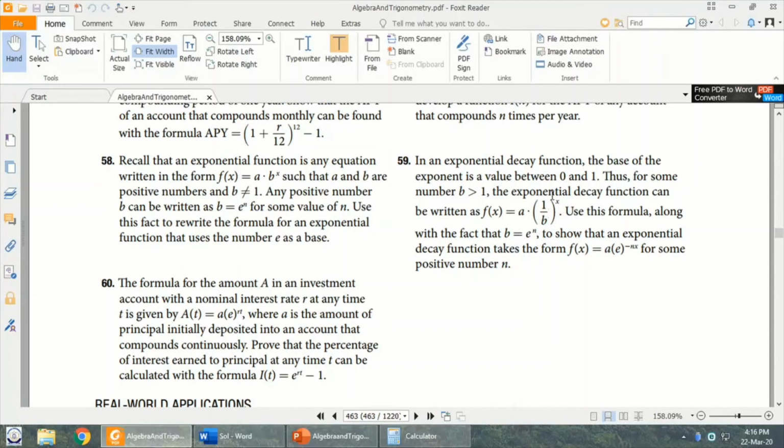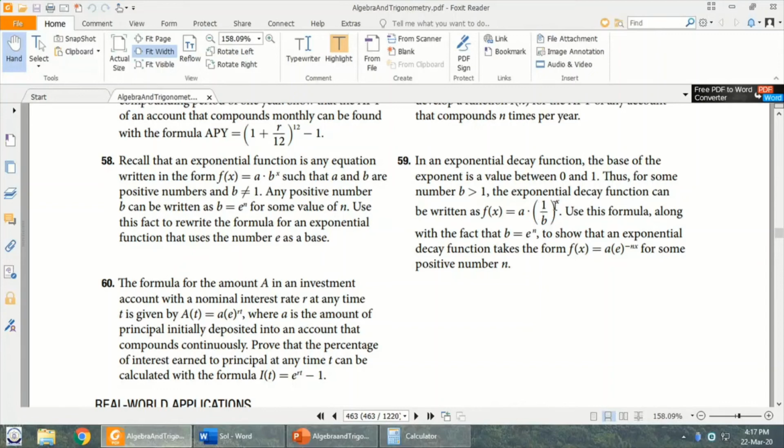Yes, this is correct in this case because b is greater than 0, or it can be between 0 and 1. But it can be expressed as a percentage, and it can be used as an exponential decay function for some positive numbers. So the base uses this formula along with the function that b is equal to e raised to power n. So if the base is e raised to power n, then 1 over e raised to power n, and if you want to cancel this fraction form, you can simply say e raised to power minus n.